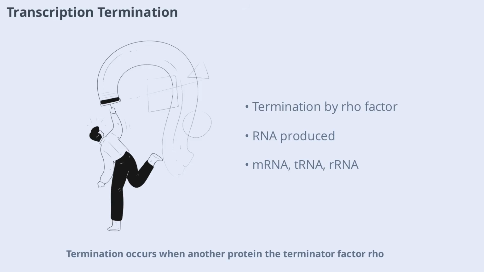Termination occurs when another protein, the terminator factor Rho, binds to the enzyme and dissociates it from the DNA. This prevents further transcription and produces RNA complementary to the anticoding strand. The resulting RNA can be mRNA, tRNA, or rRNA, all essential for translation.